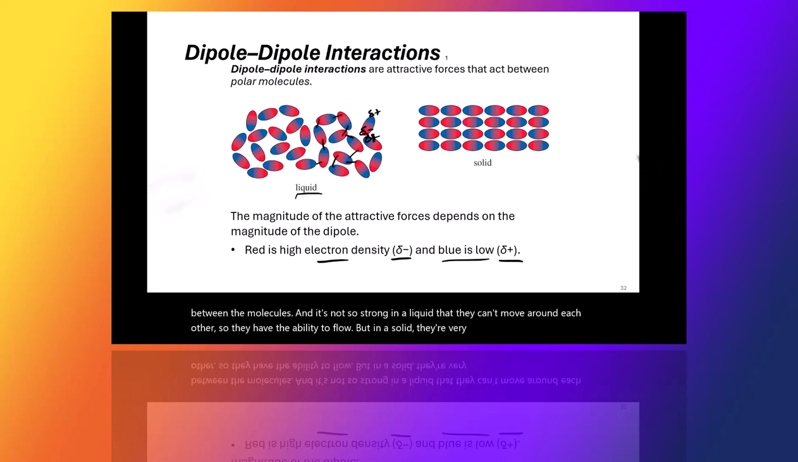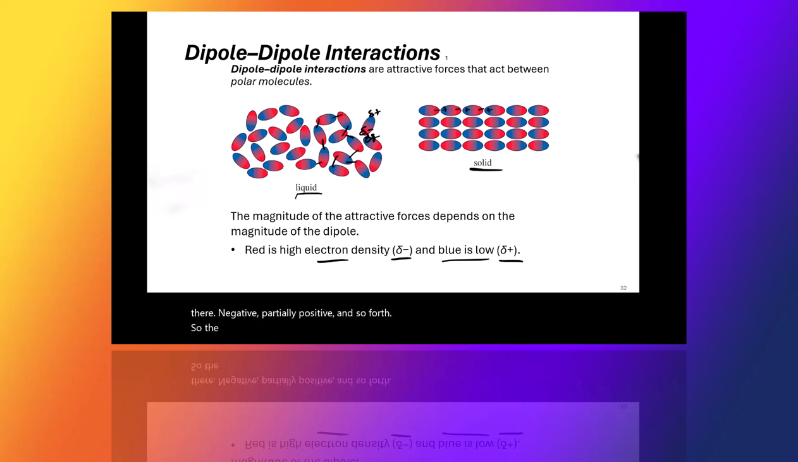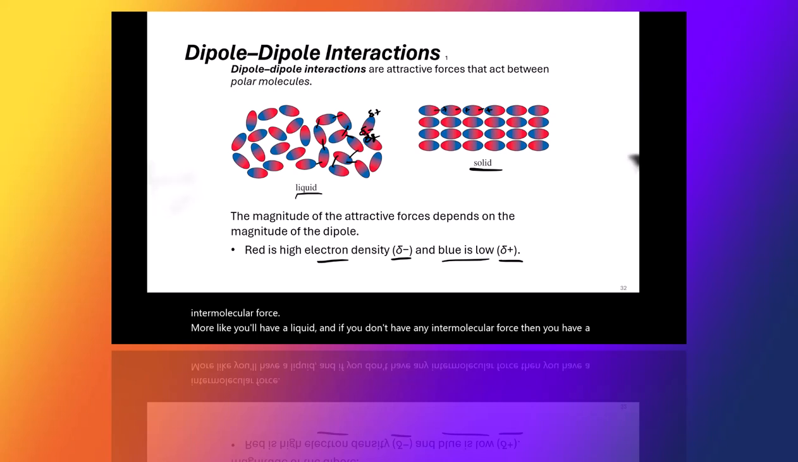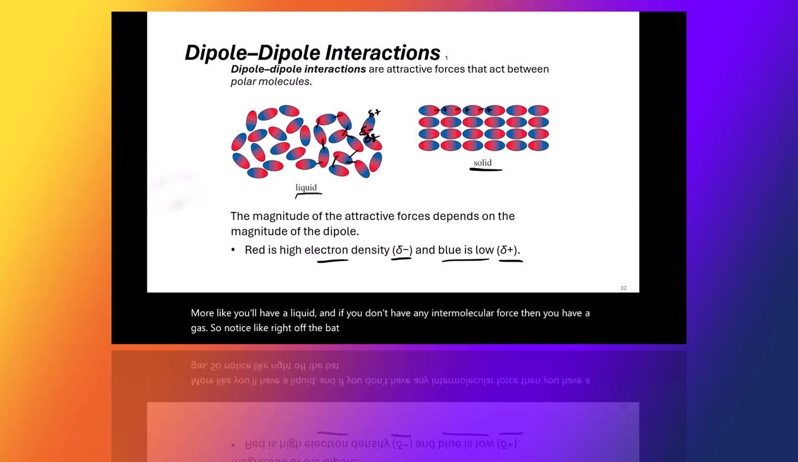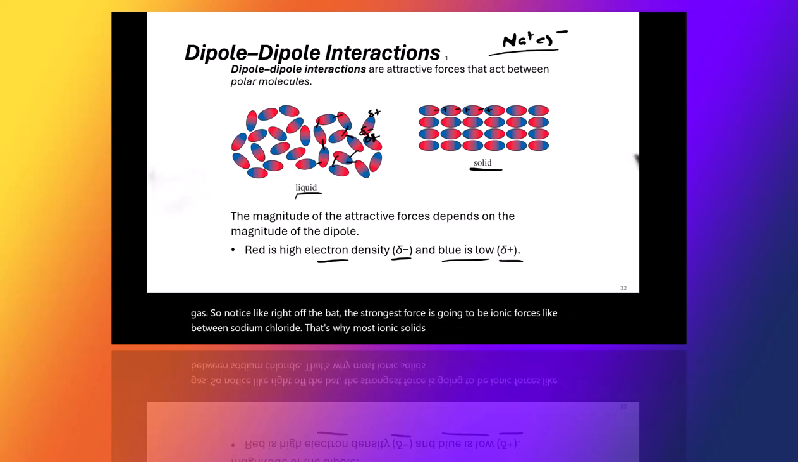It's negative, positive, negative, positive. And again, partially negative, partially positive, and so forth. So the stronger the intermolecular force, the more likely you're going to have a solid. The weaker the intermolecular force, the more likely you'll have a liquid. And if you don't have any intermolecular force, then you have a gas. So notice, right off the bat, the strongest force is going to be ionic forces, like between sodium and chloride. That's why most of your ionic compounds are solids at room temperature.